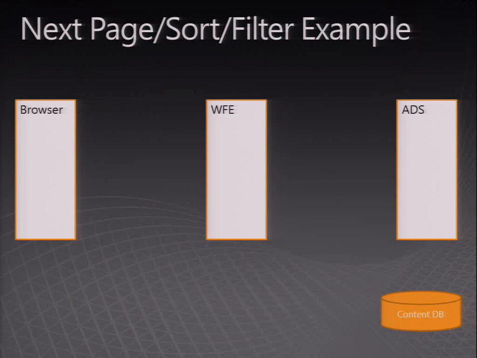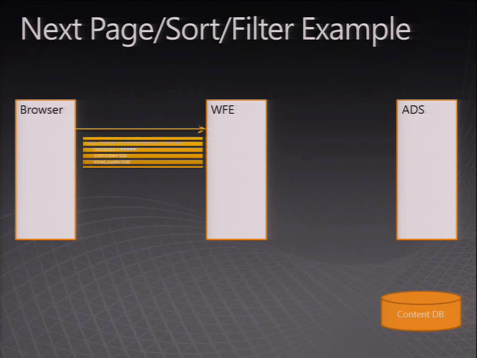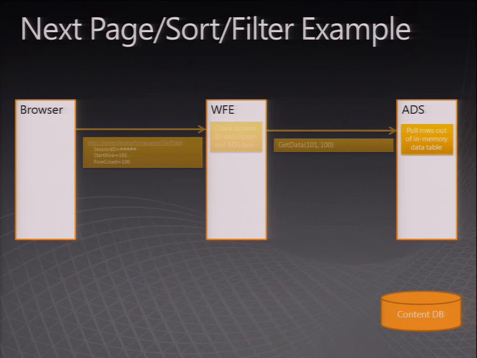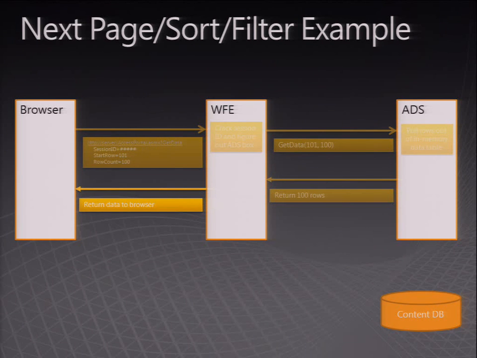The next example is we've got the data in the cache. Now we're paging, we're sorting, we're filtering. So in this case, we send the same request up to the WFE. It's got our session ID, and our session ID and the session store will actually let it know which ADS box to route itself back to, so that we're reusing that cache. So it'll crack the session, it'll figure out which box to direct the request to. It'll request from ADS. ADS will pull the rows out of memory, and it'll send them back. And then the WFE will send that back to the browser. So this really gives you a kind of overview of how the data moves around the system.